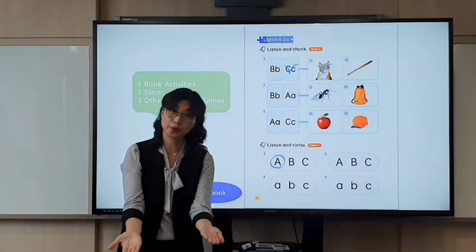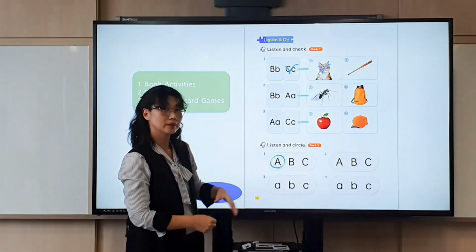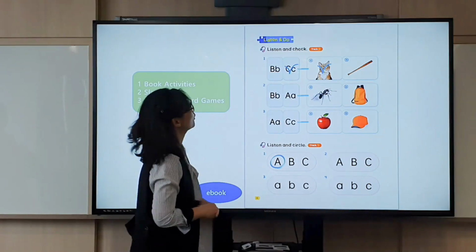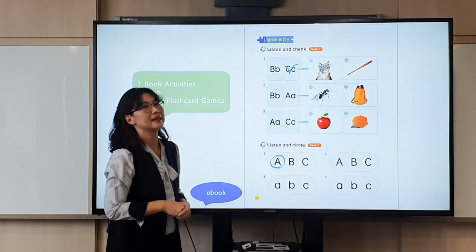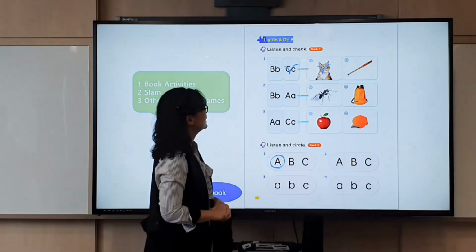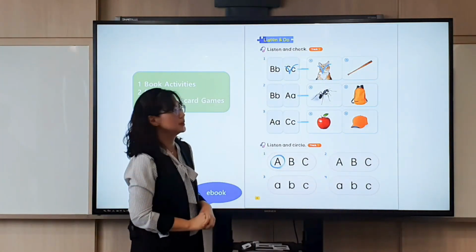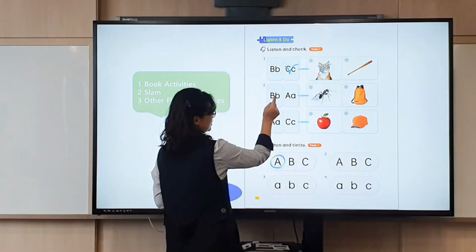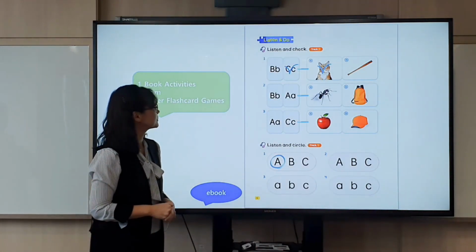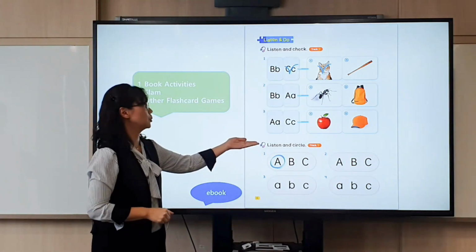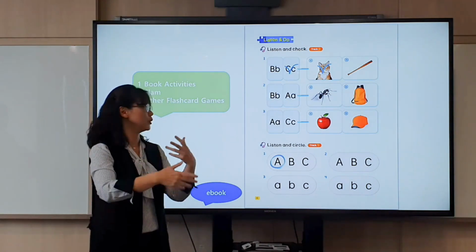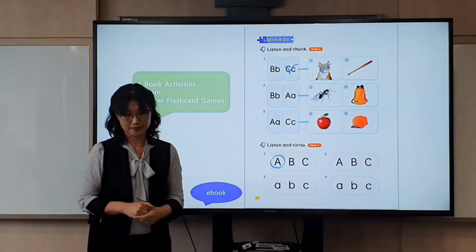So you can do it on the book, or you can do it on the board. You can use a fly swatter, or you can use your finger. For example, if I say cat, they'll have to touch cat. If it's bag, they'll have to touch bag. So when you finish the activities in the book, you can turn it into a game like this. Then you can do more practice.